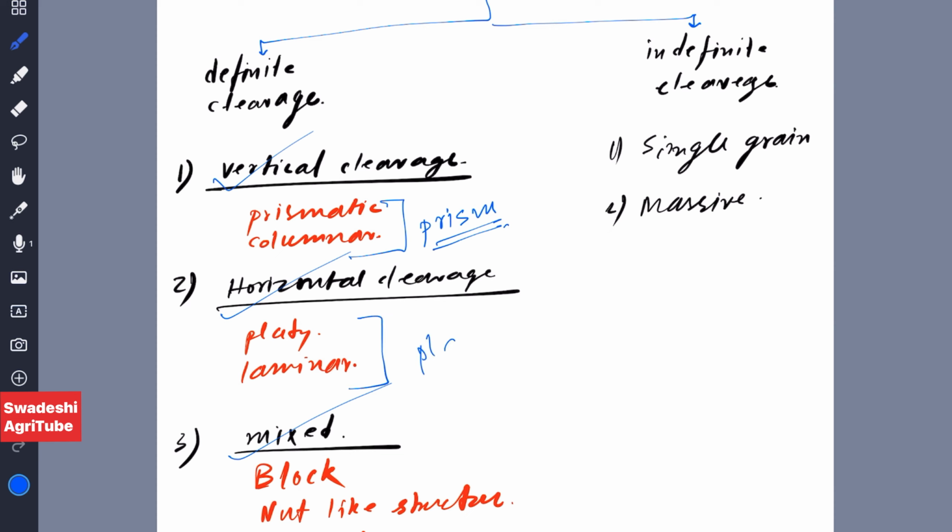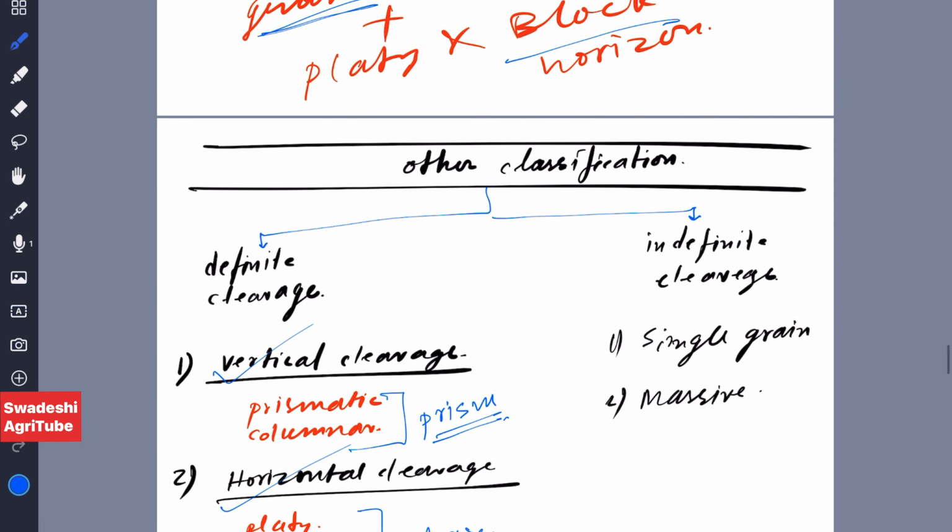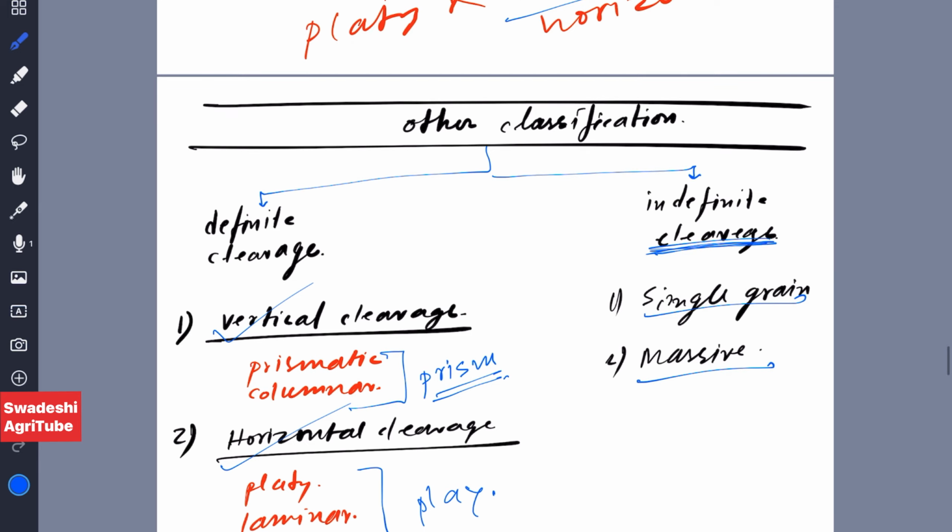That means in case of platy, the horizontal cleavage is found, and mixed is found in the block like structure, nut like structure, granular and crumb. In this case we can find the mixed cleavage. And in case of indefinite cleavage, we can find it in the structureless soil, like the single grain, like the massive, as we have discussed. Okay, so this is the less important topic, but I have to cover.